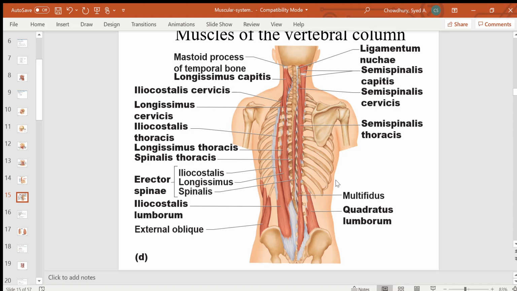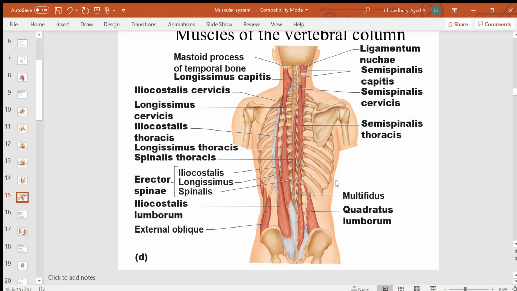Now, the muscles that help to keep the vertebral column or spine erected, okay, these muscles are really helpful to keep your body erected. Otherwise, the body will get curved, okay, bent. So, to keep your body straight, you need to keep the spine or the vertebral column straight, right?